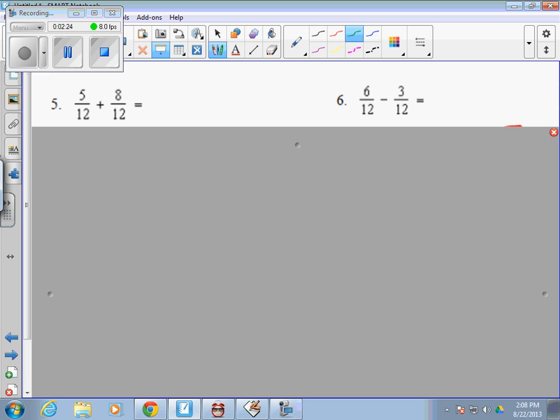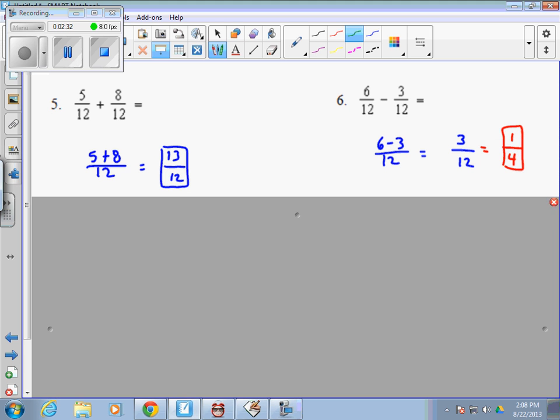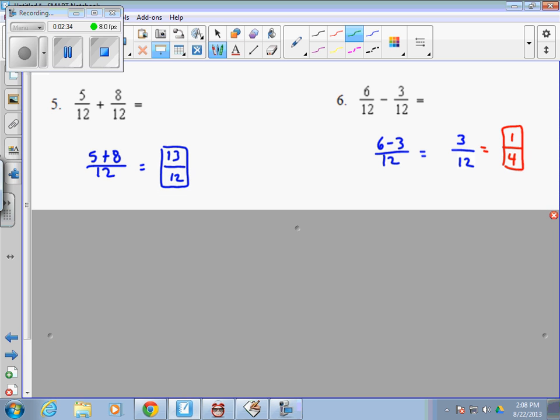Number 5 says we're adding these fractions, 5 over 12 plus 8 over 12. Notice for 5, your denominator is the same. That's a good thing. So keep your common denominator the same. Keep it 12, and then add 5 plus 8, you get 13 over 12. For number 6, do likewise. The same number 12 is at the bottom. Keep that common one. 6 minus 3 is 3 over 12.